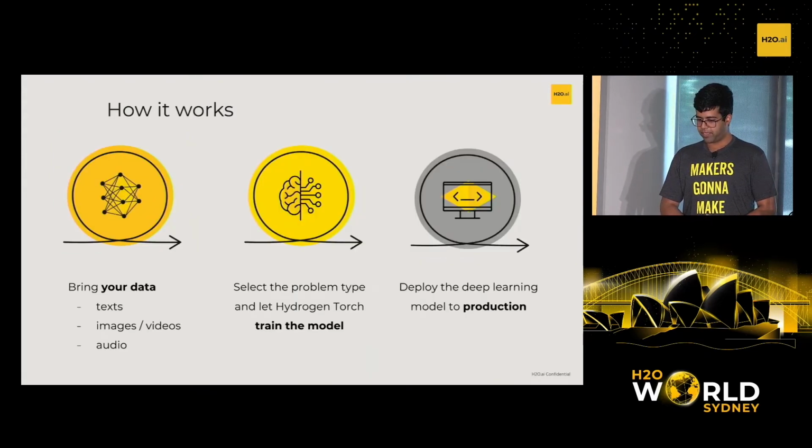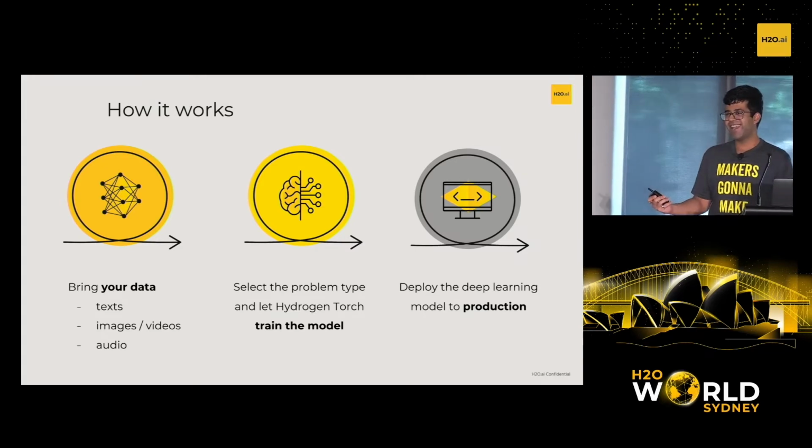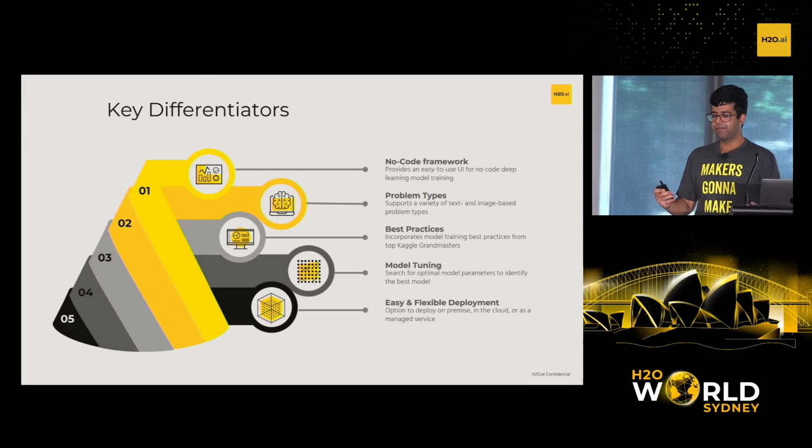There are different use cases that we support right now across text, images, audio, and we've just updated the medical image one as well, so that will also be shipping really soon. You can select the problem type, train the model, and then deploy it to production, just through the single framework. That's all Hydrogen Torch does, and I guess I could end my talk right here. But I'll give an overview of what it enables.